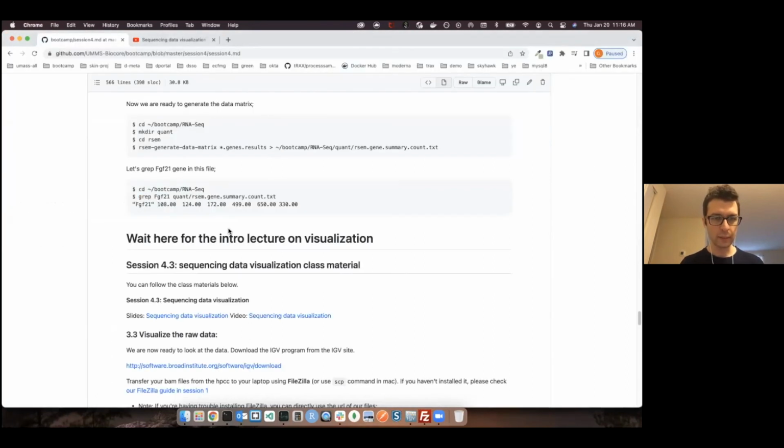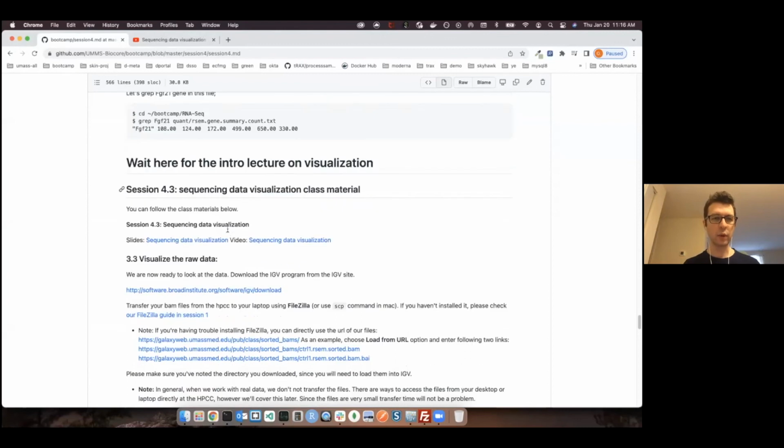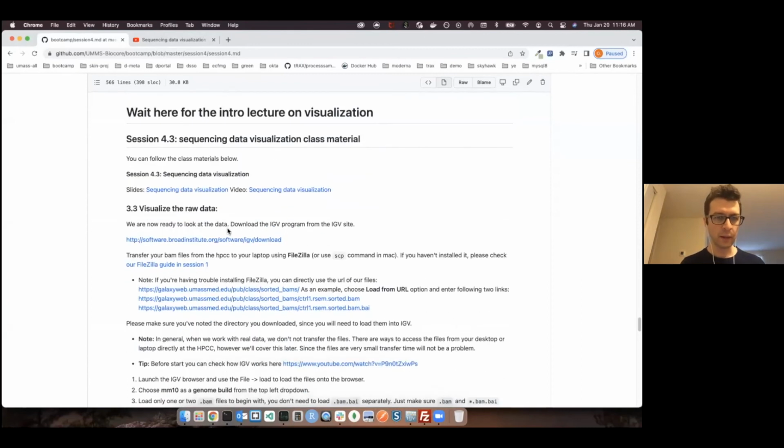So the next step that we're going to do is we will visualize these alignment results. We will load BAM files into IGV. First, in order to do that, you need to download IGV. If you haven't done it, please do that. And again, about this visualization, we have a short video of Elisa. I'm going to play this part, and I will continue with this visualization after that.